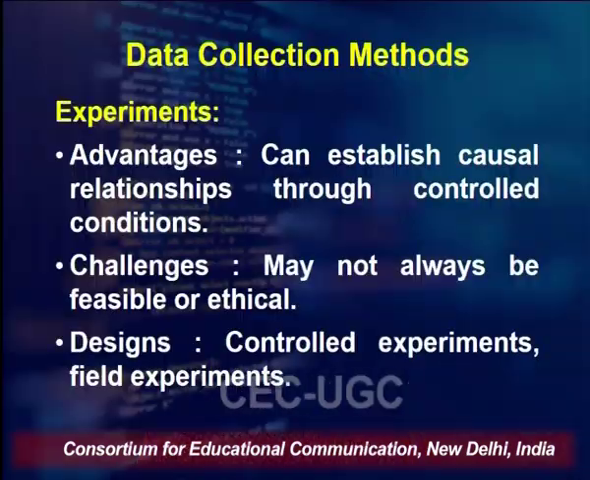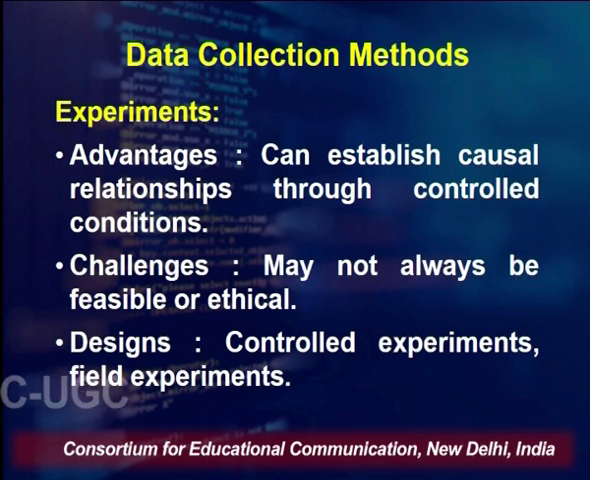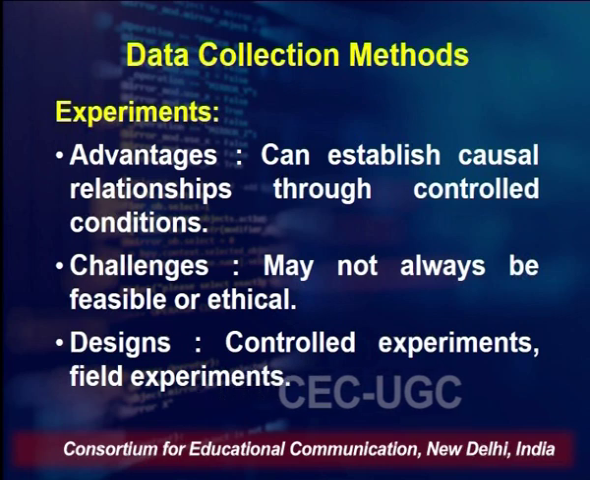Then we have experiments. Experiments, of course, we know that they establish a causal relationship through controlled conditions. So, we design an experiment, and when you are designing an experiment, it is supposed to be done very objectively. You have a set of causes and you have a set of effects which will be due to those causes.